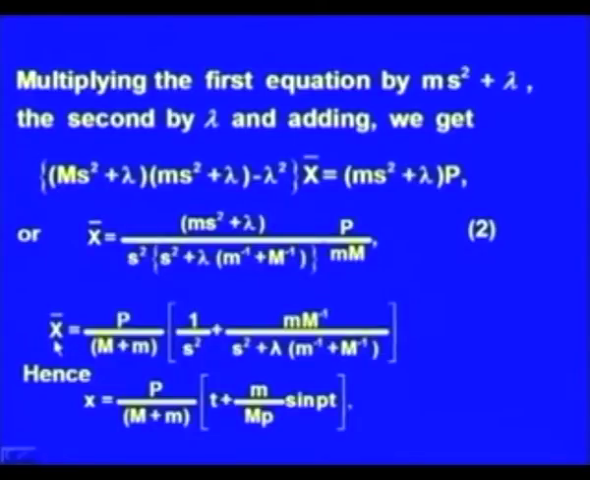So, the inverse Laplace transform of x bar gives x. p over (m plus capital M) is a constant, the inverse Laplace transform of 1 over s square is t, and then m into m inverse is a constant. Let us call lambda into (m to the power minus 1 plus capital M to the power minus 1) as p square, so that we have the inverse Laplace transform of 1 over (s square plus p square), which we know is sin p t over p. So, when we take the inverse Laplace transform of this equation, we get this, where we have assumed that p square is equal to lambda times (m to the power minus 1 plus capital M to the power minus 1).